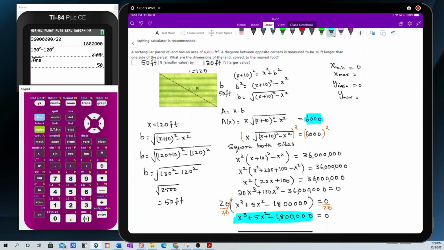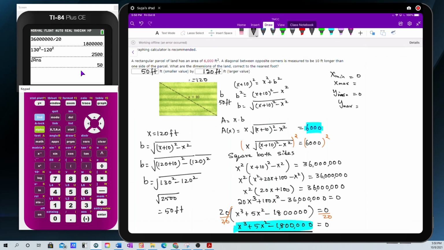As we square, the numbers are bigger, and that's why the window in which I saw this graph is x minimum 0, x maximum I kept at 150, y minimum 0, y max I kept at 500, and x scale as 1 and y scale as 1. I did not change those. Now I saw that 120 was the answer from there, or I can even go here to the table.